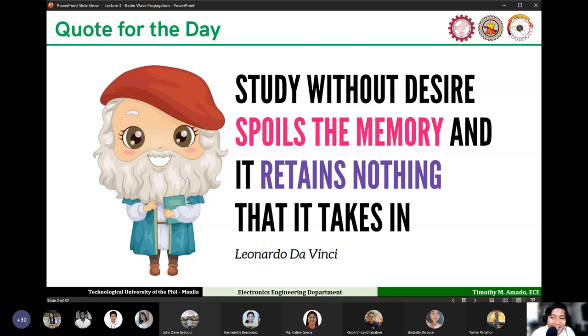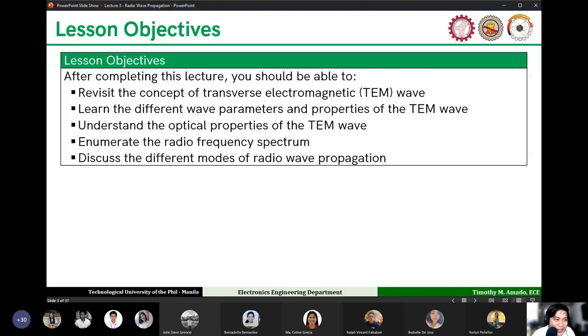Okay? All right. So ano yung mga topics natin? Parang maikli lang, guys, yung mga lesson objectives natin. We're gonna revisit the concept of TEM wave. Then we're gonna learn the different wave parameters and properties of TEM wave. We're going to understand the optical properties of the TEM wave. We're gonna enumerate the radio frequency spectrum and discuss the different modes of radio wave propagation. So it seems na konti lang yung di-discuss natin, but actually our topic is quite long. So please bear with me if we will be extending more than 1.5 hours in our class. Anyway, so game, let's start.